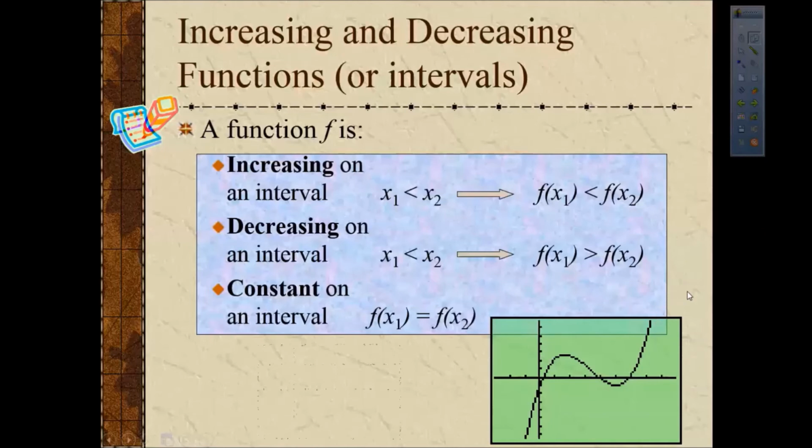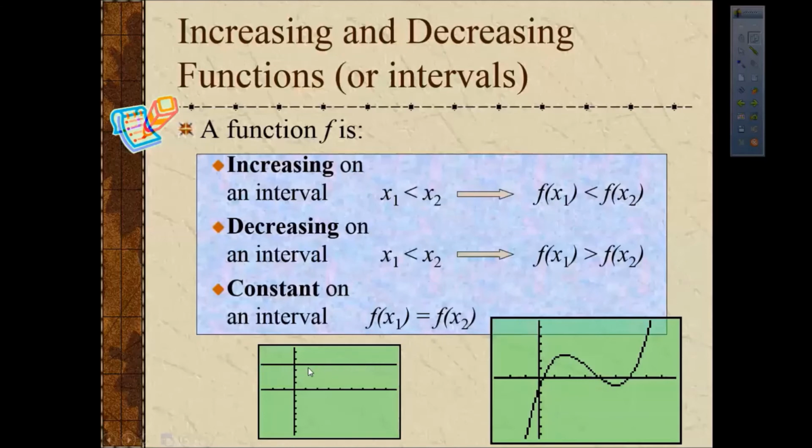On the next picture, we're going to see an example of a function which is constant. Notice that no matter what x values I choose, f of x1 is equal to f of x2. They have the same function value all the way across here. And a constant function will basically look like just a horizontal line.